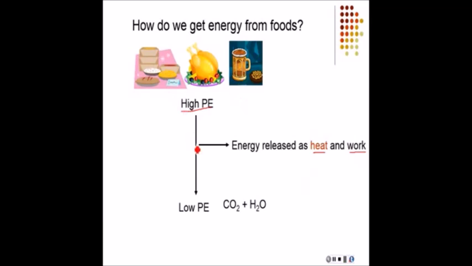Now, all of these foods produce these waste products. So we make CO2 and water from all these foods, and that means that all of these foods contain the elements carbon, oxygen, and hydrogen.